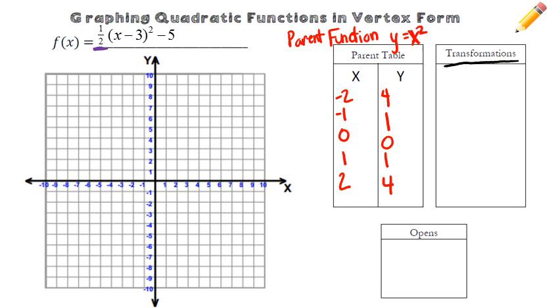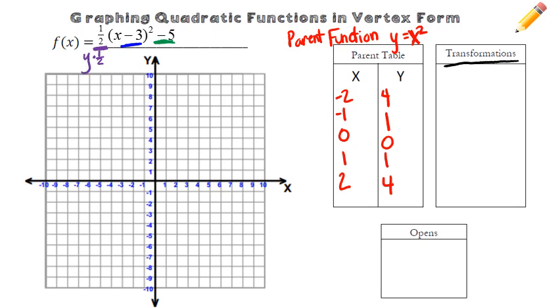many moves we have. Well, I have this 1/2, I have this -3, and I have this -5. So I have 3 moves I'm going to take care of. The first move says 1/2, and it's being multiplied. So I want to multiply by 1/2.